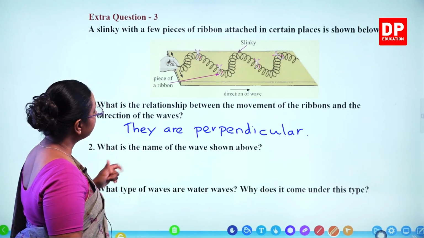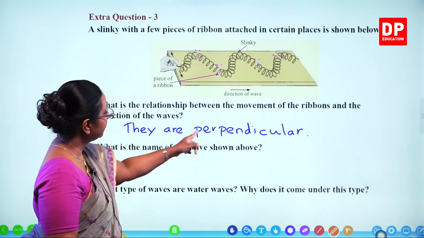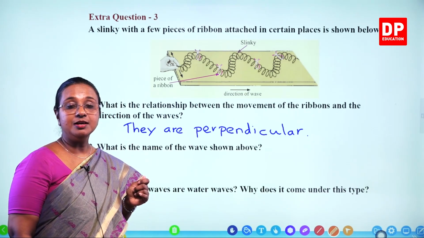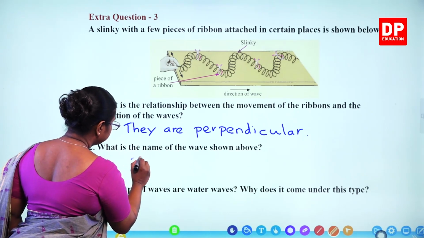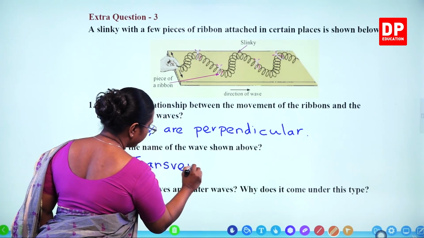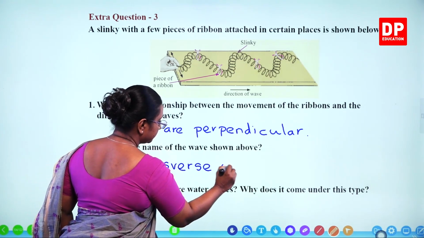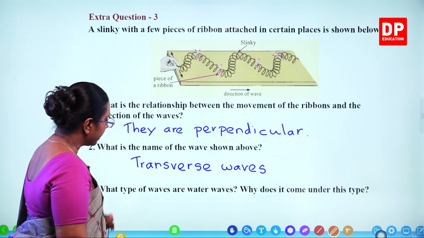What is the name of the wave shown above? You all know when the directions are perpendicular, those are transverse waves. Transverse waves. The last one.